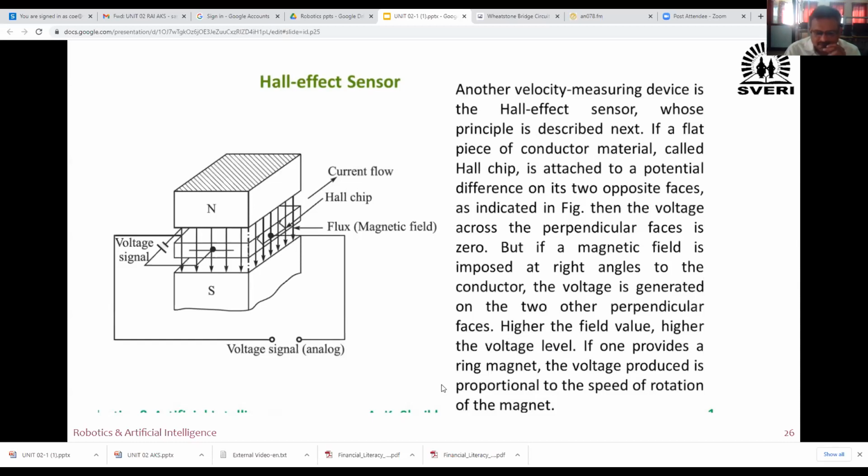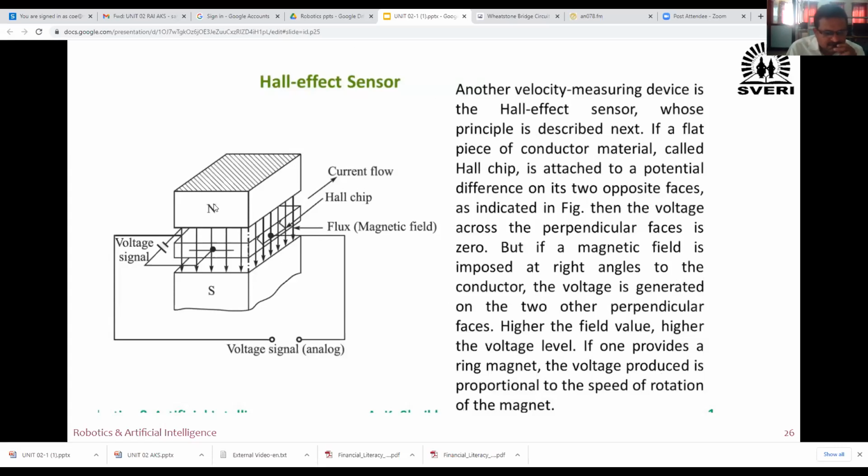If one provides a ring magnet, the voltage produced is proportional to the speed of rotation of the magnet. Therefore, if you provide a circular type of magnet, the voltage produced is proportional to the speed of rotation of the magnet. Therefore, this is nothing but the Hall effect sensor.